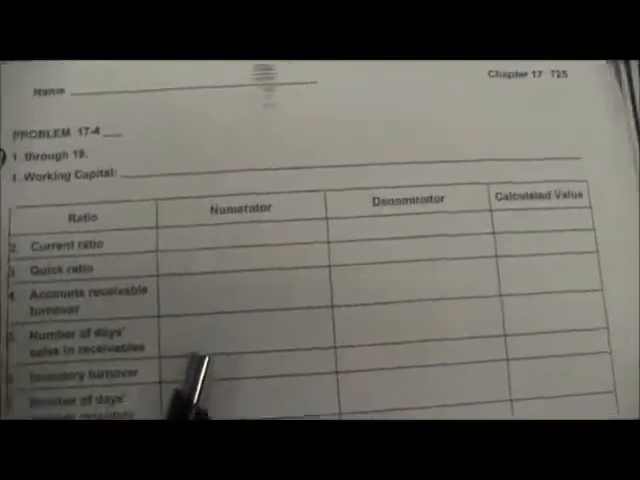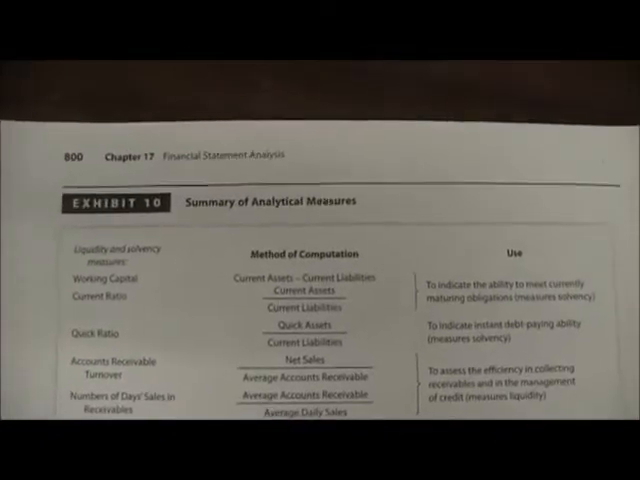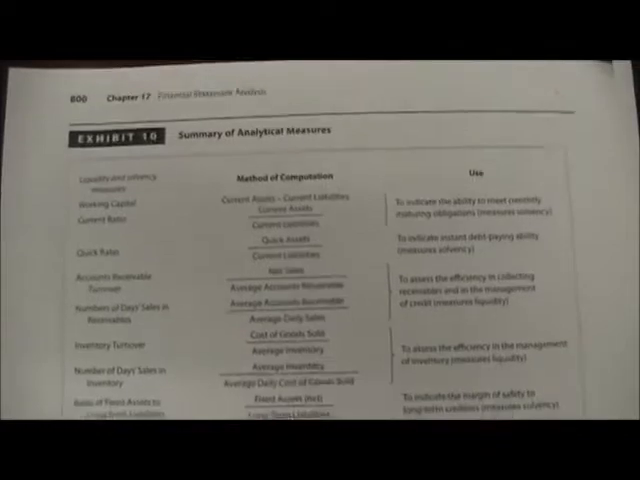If we look at our working papers, it gives us a really nice setup: our numerator, which is the number at the top, and our denominator, which is the number at the bottom, and then our calculated value. Another thing that will really help you a lot is in your textbook on page 800, or for those using the online textbook, Exhibit 10 of Chapter 17. This tells us exactly how to compute every single one of these ratios.